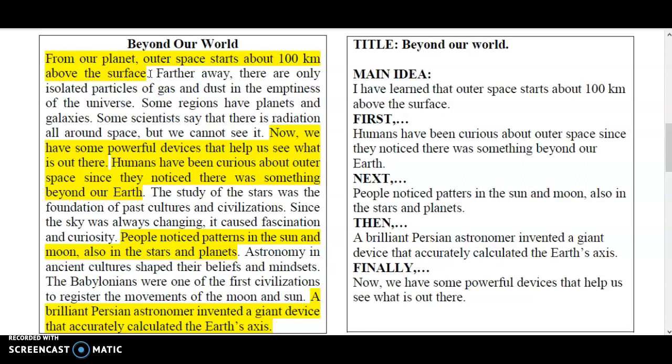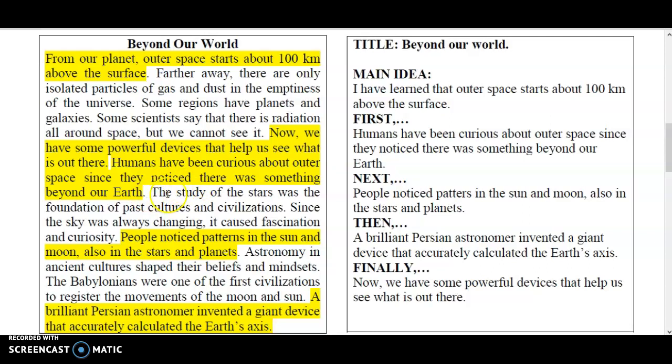paragraph. Let's continue. Now, we have some powerful devices that help us see what is out there. Humans have been curious about outer space since they noticed there was something beyond our Earth.